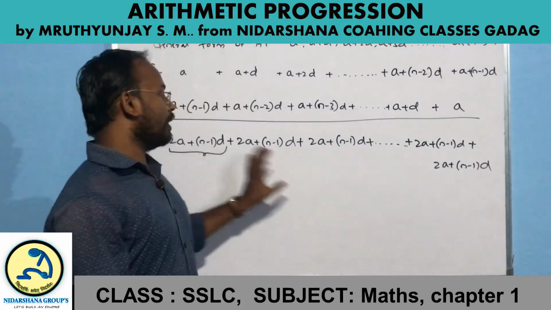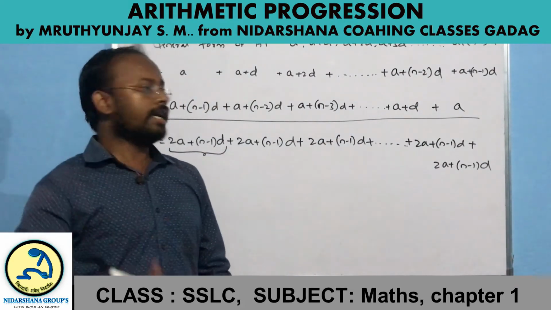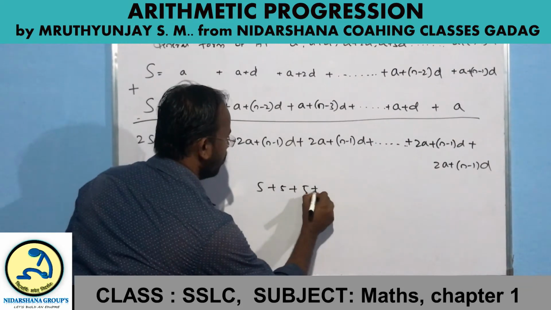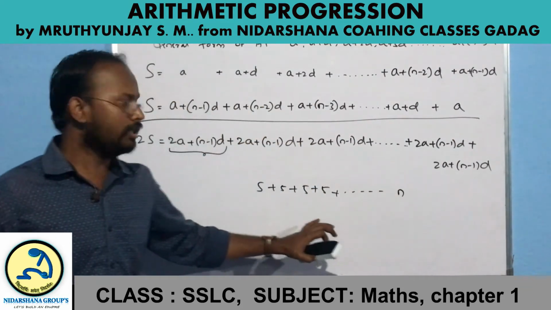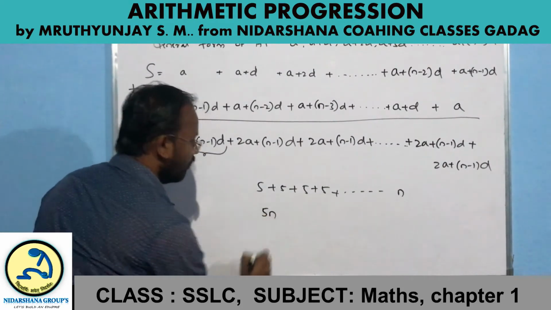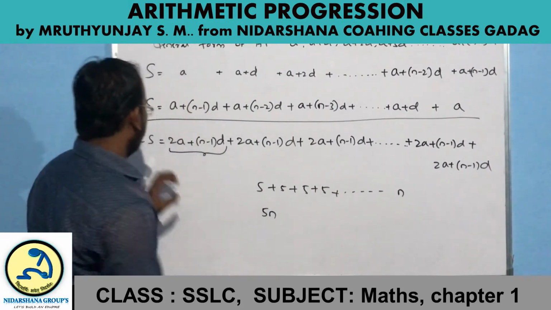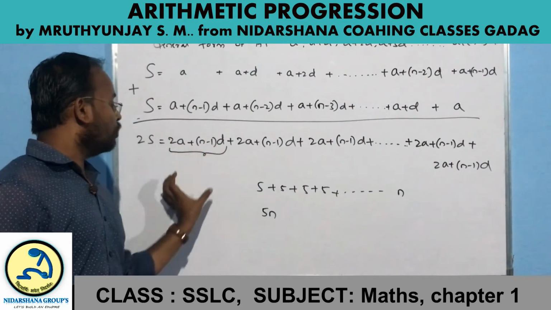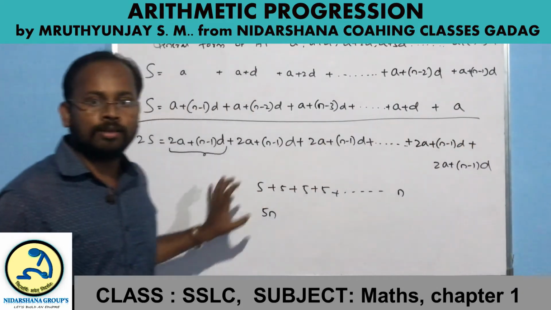Here we have used this n times. So if 5 plus 5 plus 5 plus 5 and so on, n times, what do we do? We multiply 5 with n. Okay, isn't it? So likewise we need to multiply this term 2a plus n minus 1 into d with n, so that we can get the sum of all these terms.